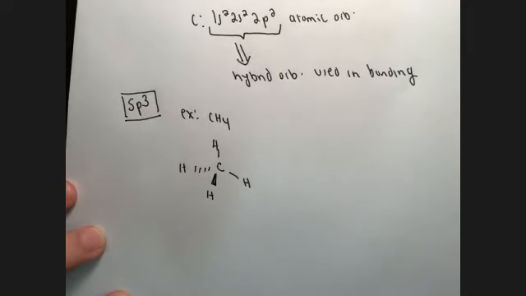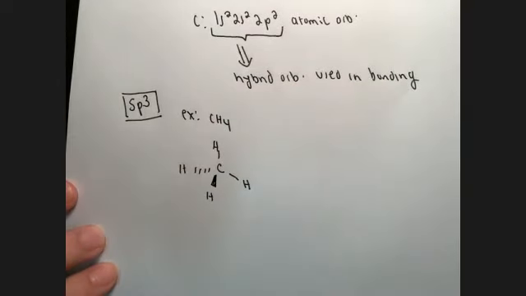I don't think you guys know what wedges and dashes are yet, but what this means is this H is literally coming off of the paper and into my face, and then that dash means it's going through the paper and into the desk, into the table, okay?